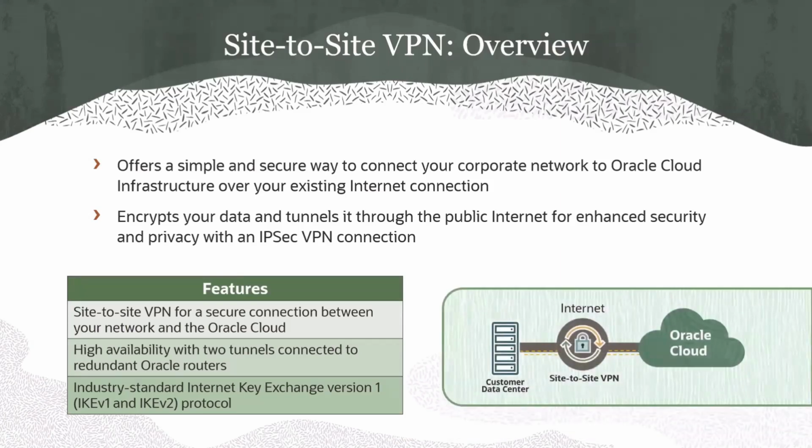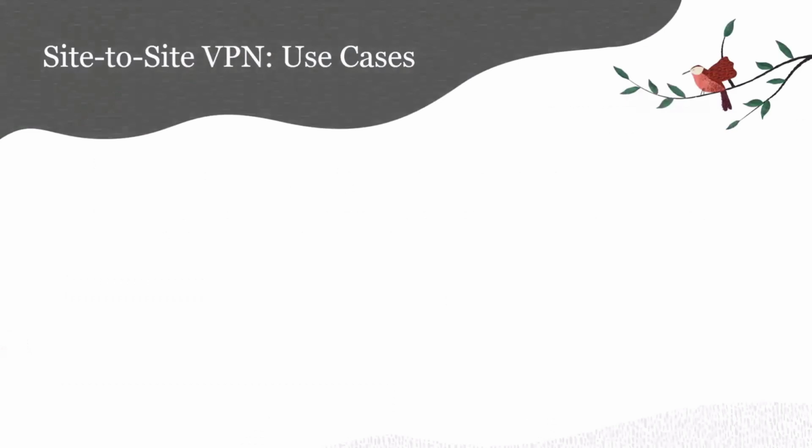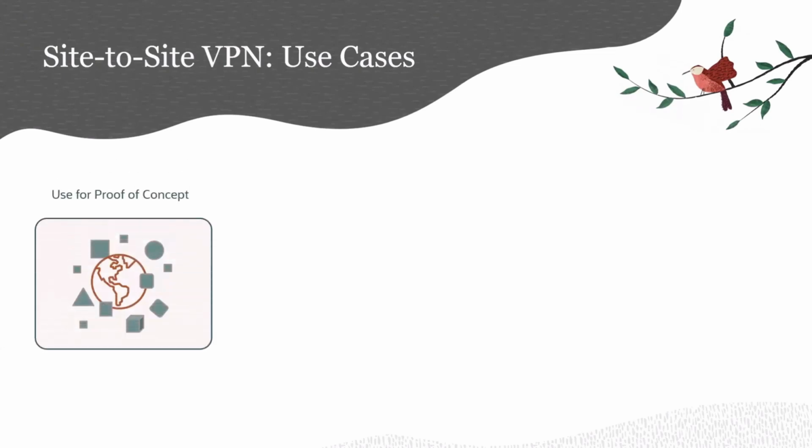You have customer data center on one side and you have the virtual cloud network on the other side. So you create an IPsec connection, which represents your site-to-site VPN connection. The communication happens over the internet, but it is encrypted. So let's talk about some use cases of site-to-site VPN connection. The first is you can use it for proof of concept, because there is no contract or no commitment, and the setup is also fast because you don't require any dedicated lines.